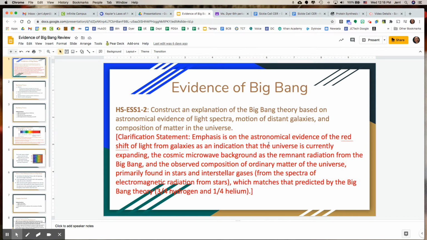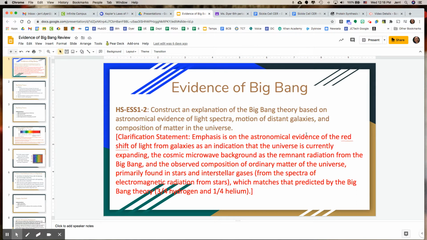Hello, students. I'm going to take you through a quick review of what you have already done, either in class discussions or a whole lot of your work on your own, as far as supporting evidence for the Big Bang. And again, here is our standard that we're working from. So, construct an explanation of the Big Bang theory based on astronomical evidence of light spectra, motion of distant galaxies, and composition of matter in the universe.